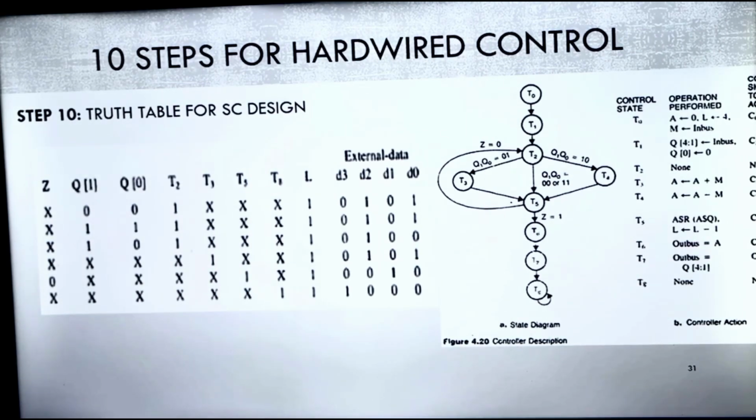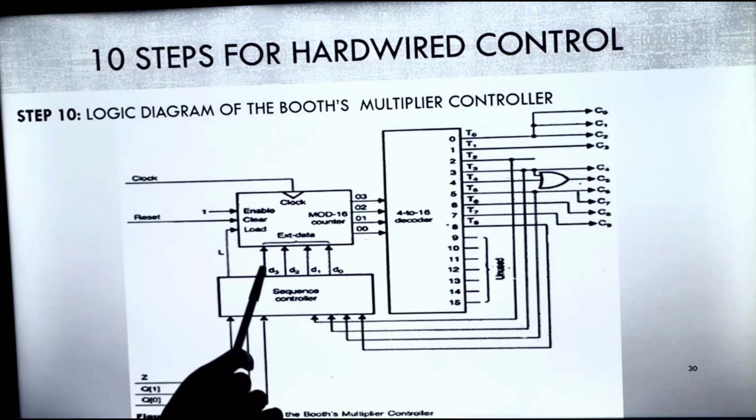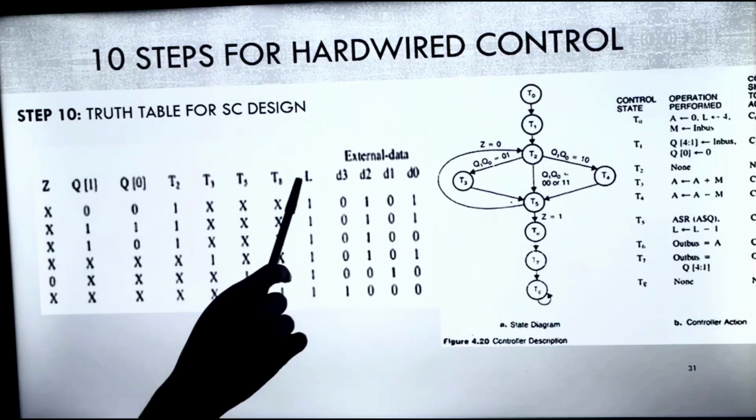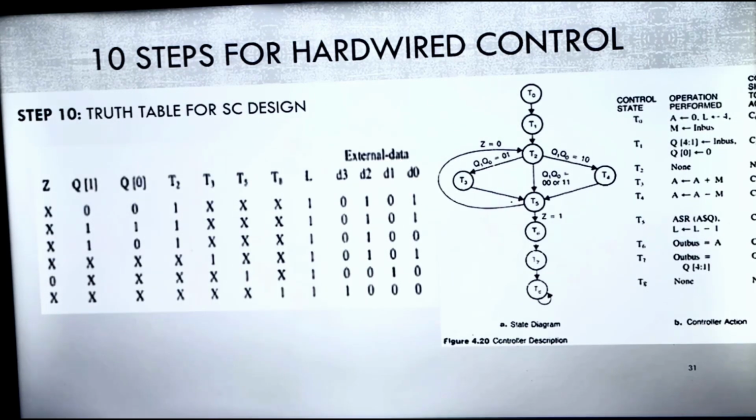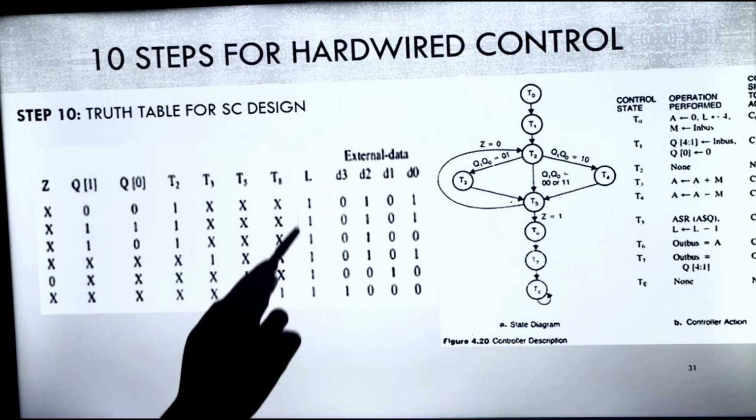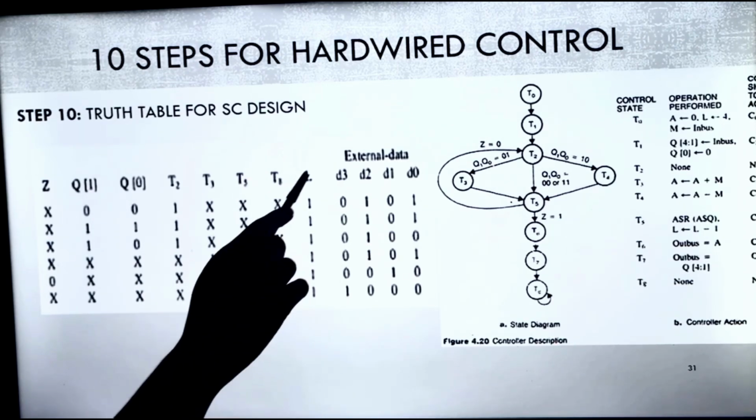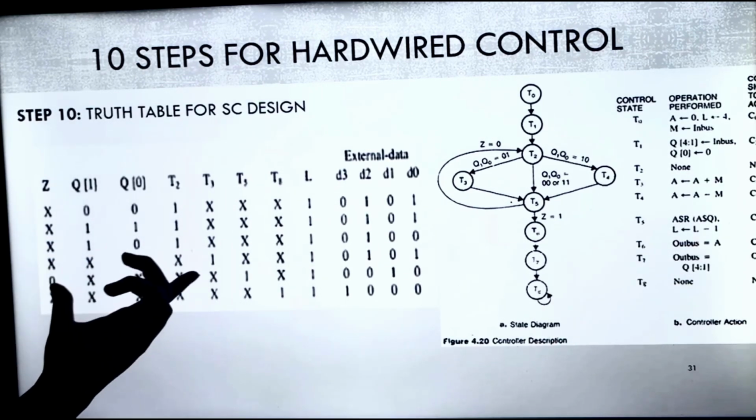And then now in output lines, what are the outputs I have? L, D3, D2, D1, D0. Now we'll see the truth table. So L is 1 everywhere because I'm loading every time, so nothing to do with L.